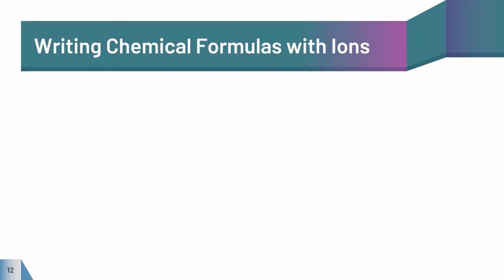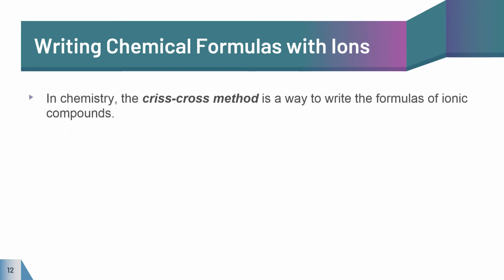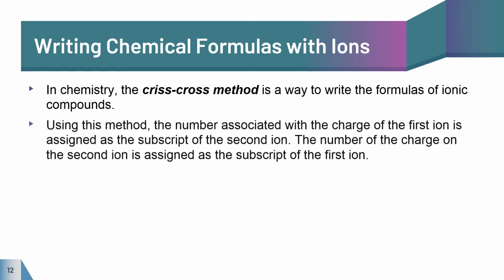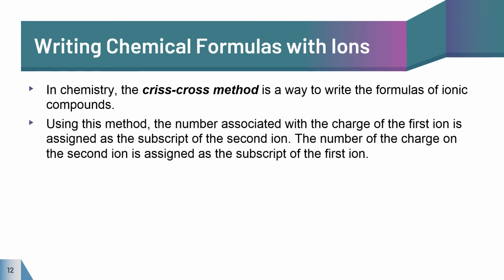Writing chemical formulas with ions. In chemistry, the crisscross method is a way to write the formulas of ionic compounds. So it is also one way of writing the formula for those compounds containing ions. Using this method, the number associated with the charge of the first ion is assigned as the subscript of the second ion. The number of the charge on the second ion is assigned as the subscript of the first ion.